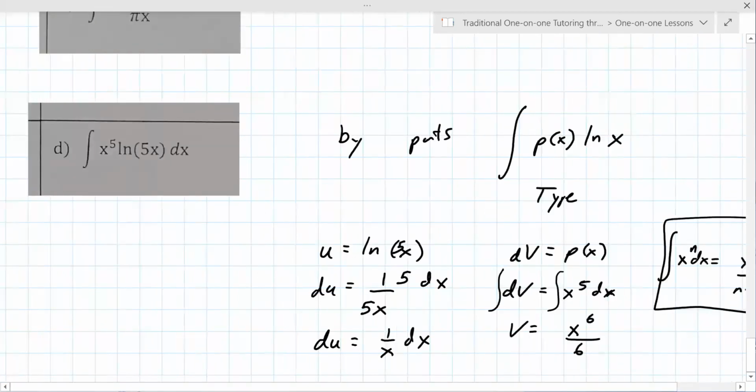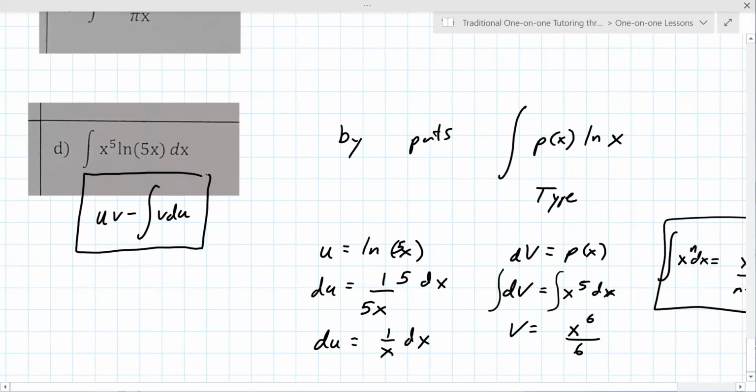Okay. Gotcha. So now it's uv minus the integral of v du. I try to box in stuff that's like rules or might go on a cheat sheet. You have everything you need here. You have your u, you have your v, and you have your du. So your u is natural log of 5x, your v is x to the 6th over 6, and your du is 1 over x dx.